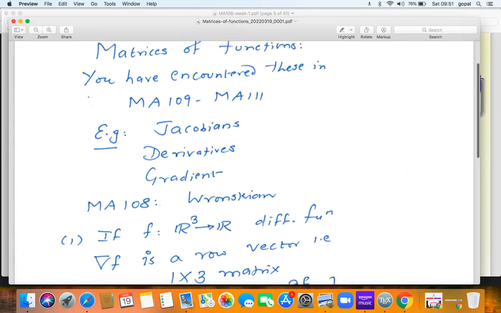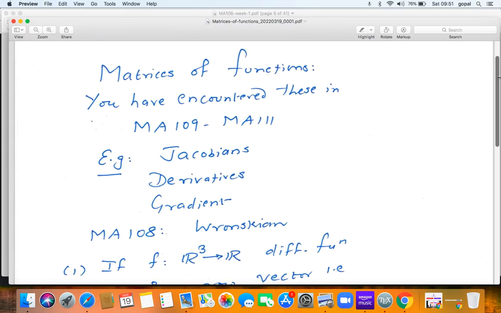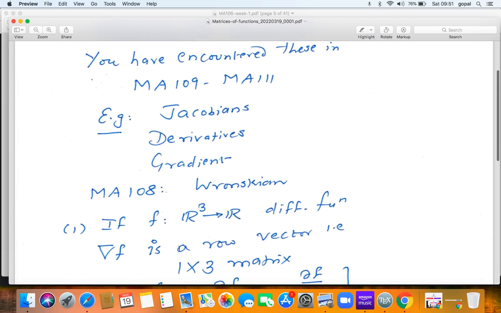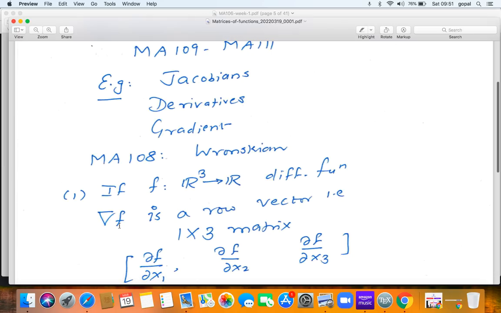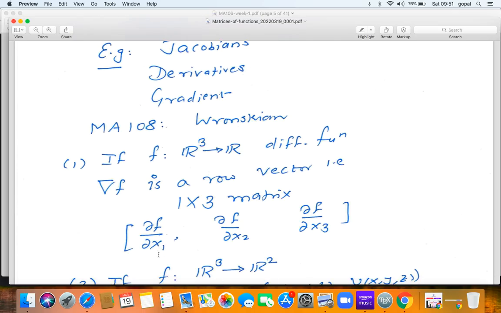Matrices whose entries are functions you have encountered in MA109 and MA111. For example, if you take a function from R3 to R which is differentiable, now the gradient of the function, grad f, is a row vector. A matrix which has only one row is called a row matrix or a row vector. A matrix which has only one column is called a column vector or a column matrix. So this gradient of f is a 1 cross 3 matrix. This is one row and 3 columns: del f by del x1, del f by del x2, del f by del x3.